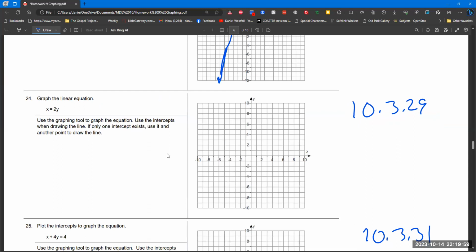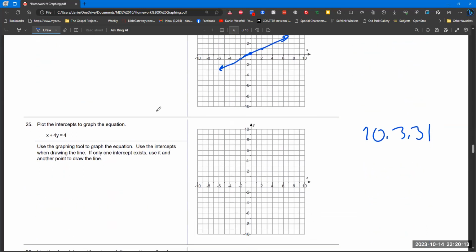This will be another one that goes through 0, 0. So let y be 1 and x is 2, so 2, 1. When y is 0, x is 4. When x is 0, y is 1.